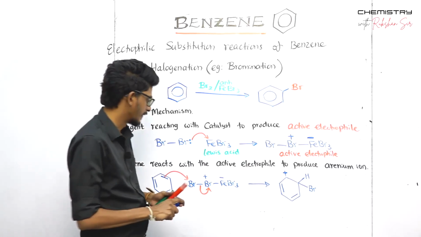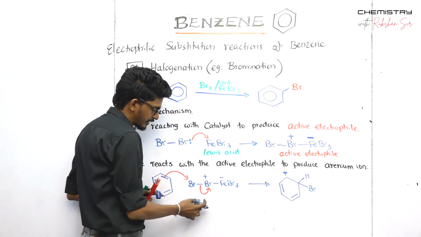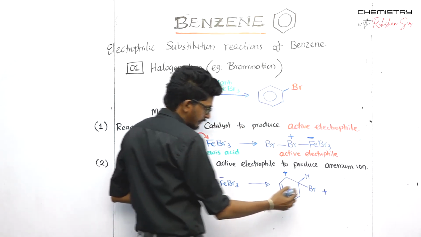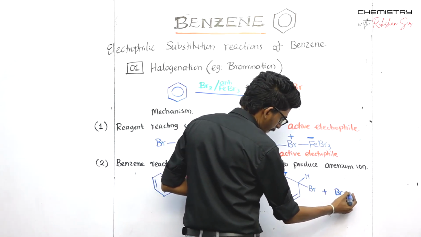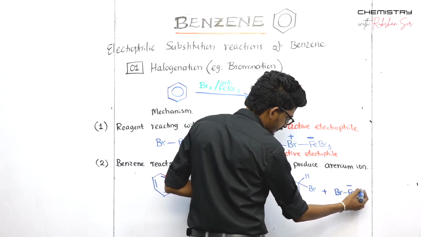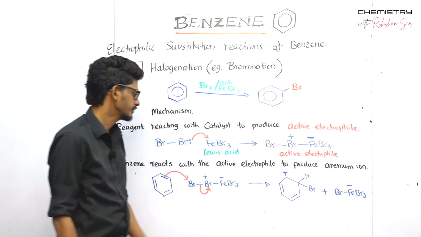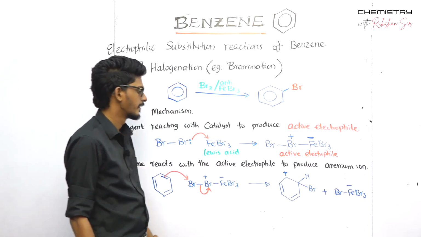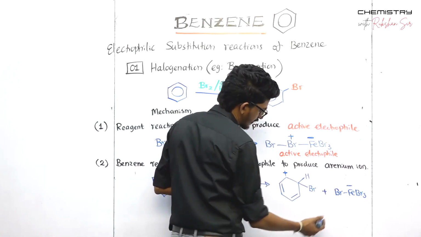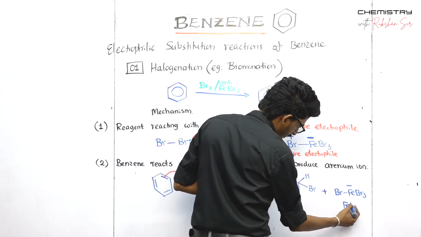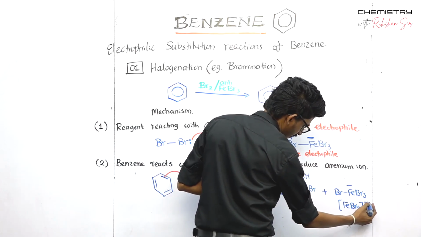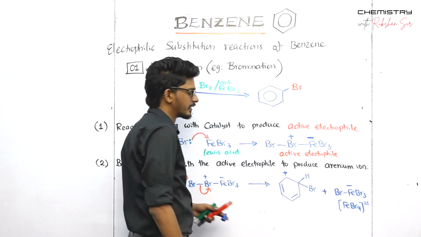So this thing will leave. This can be written as Br, FeBr, with a minus here. That is the idea. So that is what it produces. One can also write this as FeBr4 minus. Both are the same. You can write it this form or this form.